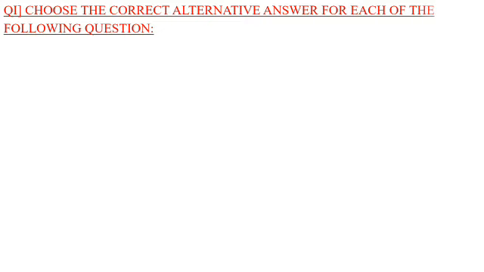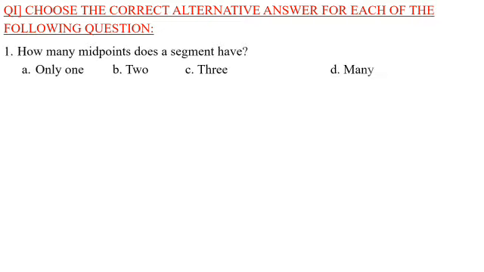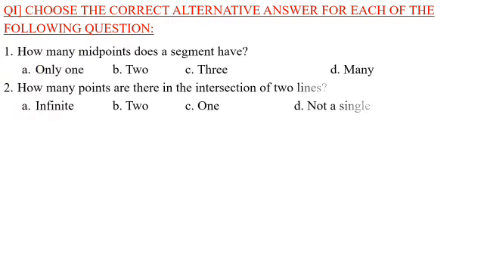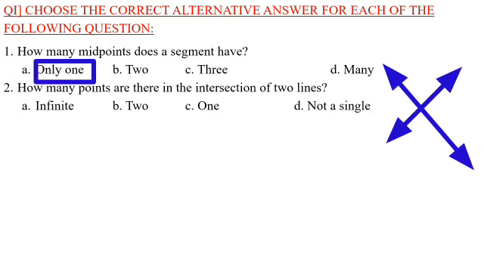MCQs are given here. The first one is, how many midpoints does a segment have? As we know, a segment has only one midpoint. The second one is, how many points are there in the intersection of two lines? When two lines intersect, how many points are there? One. Only 1 point.